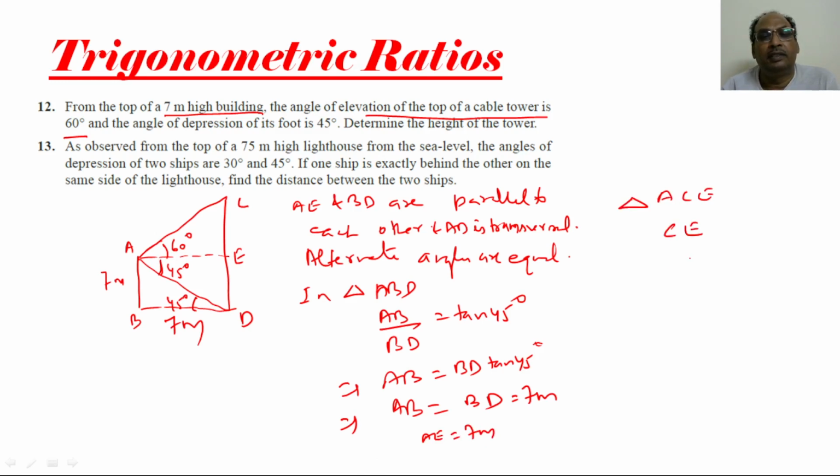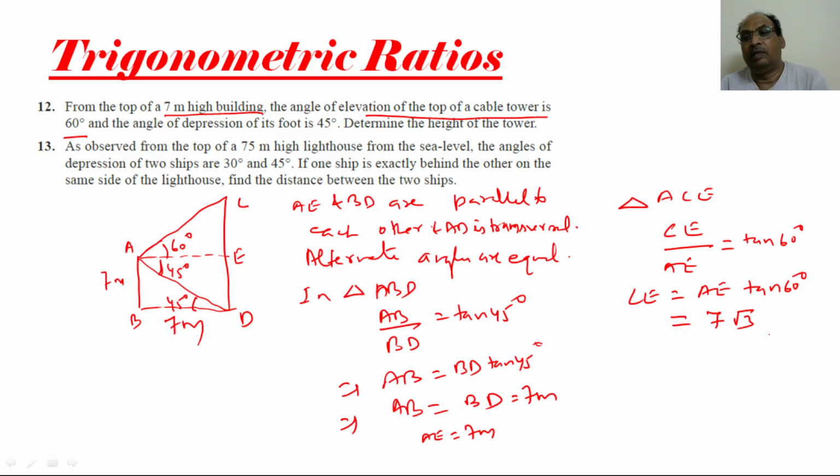Now from triangle ACE, CE by AE is equal to tan 60 degree. So CE is equal to AE tan 60 degree. AE is what? 7 meter only. Into tan 60 degree is what? Root 3. So 7 root 3 meter is CE, whereas ED is equal to 7 meter. Okay. So what we need to find?